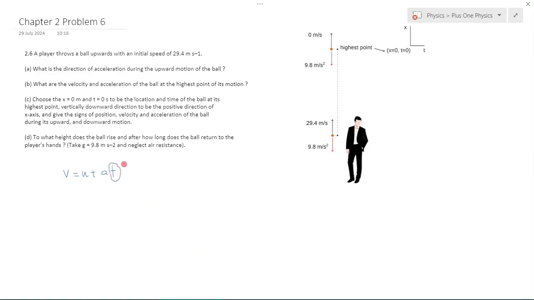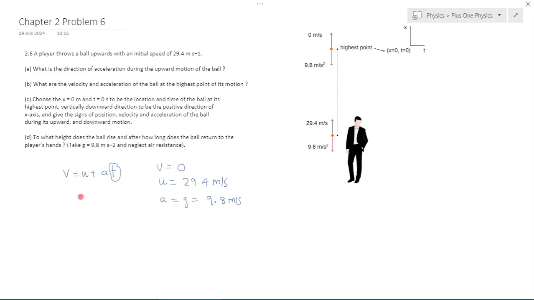We have three known quantities. The final velocity v is 0. The initial velocity u is 29.4 meters per second. And a, the only acceleration present here, is g, the acceleration due to gravity of Earth. We have to understand that a is in the opposite direction of the velocity.